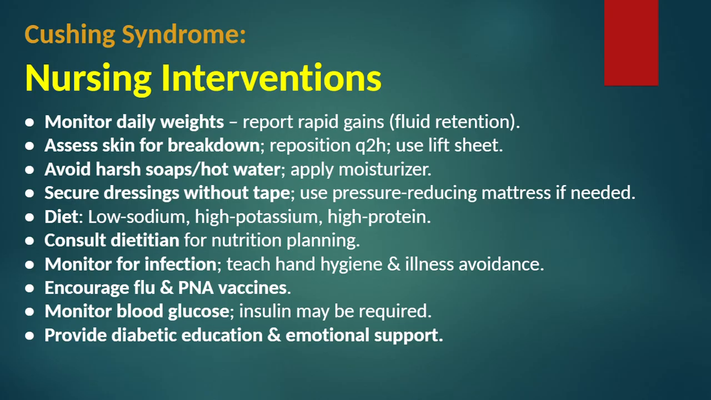Because Cushing's patients have fragile, thin skin, careful skin assessment is essential. Observe the skin for redness, tearing, or open areas during every position change. Assist patients to reposition at least every 2 hours to prevent pressure injuries, and use a lift sheet to move them in bed. This prevents friction and shear, which can tear the skin.